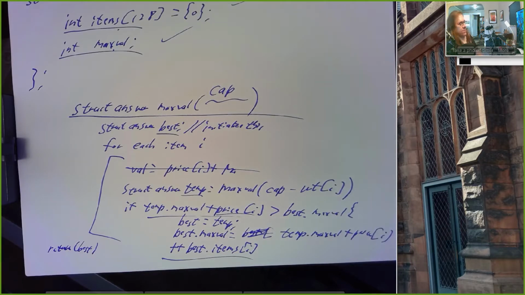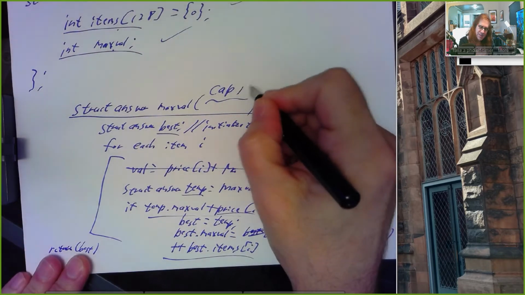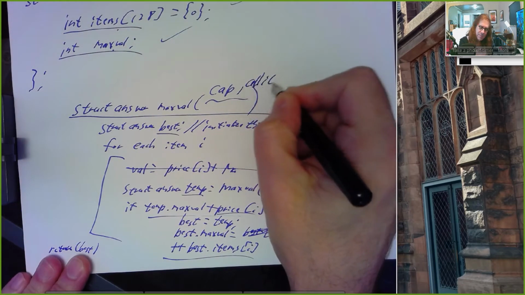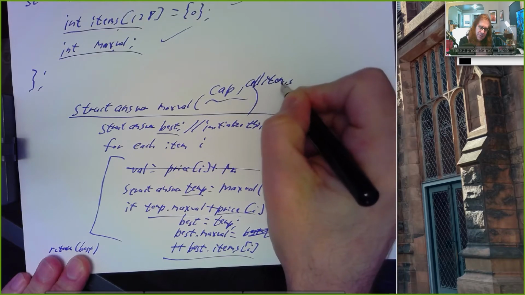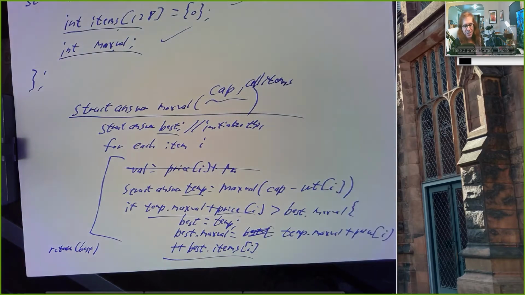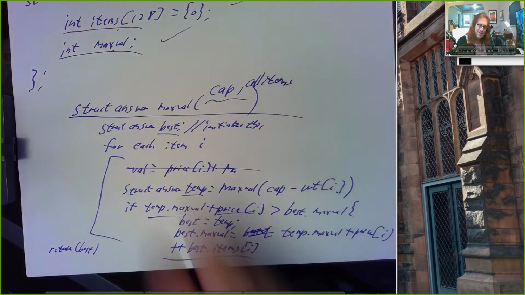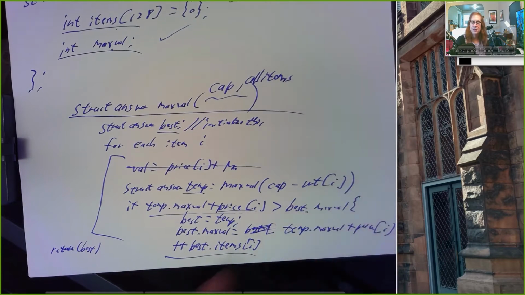If all we pass to max val is capacity, then how does it have access to the array with the items in the list? So the cleanest way is to just pass that as another argument, and you're never going to modify that. The all items array is set up when you read the data file, but just pass that into max val and pass it along down here, and you can avoid having a global like that.